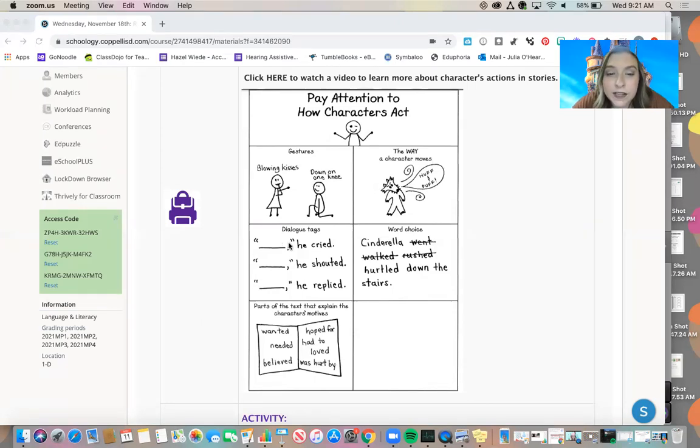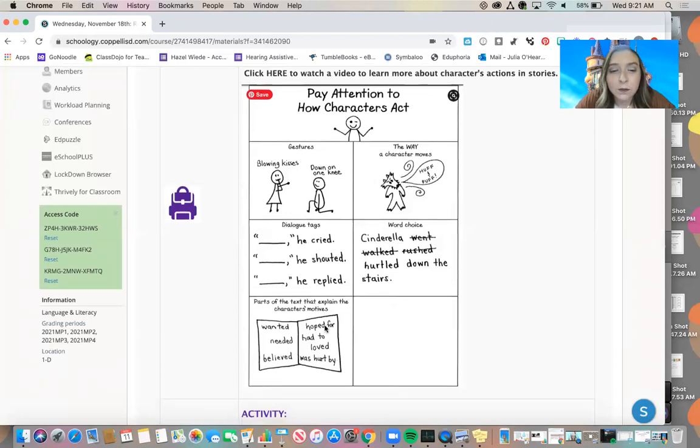We also want to look out for dialogue. So authors use dialogue to have our characters talk. And we know when there's dialogue when we see these quotation marks like this. So authors might put like, he cried, he shouted, he replied, or she said. So we want to look out for those things so we can read our books like the author wants us to. And the author also uses important word choice. So instead of just saying Cinderella went down the stairs or walked down the stairs, the author might say Cinderella hurtled down the stairs. So we want to look for those big vocab words.